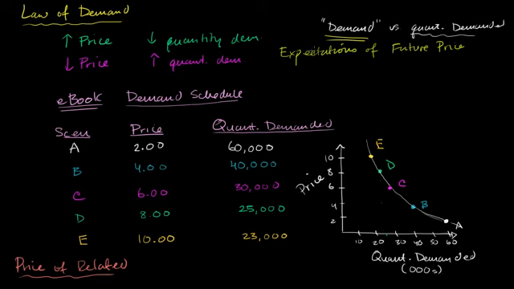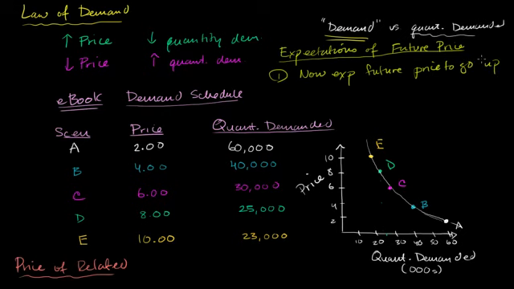So let's talk about a first scenario right over here, where let's say that this curve, people didn't expect prices to change for my ebook. And now all of a sudden there's a change in expectation. Now all of a sudden, they expect the future price to go up. What's going to happen?